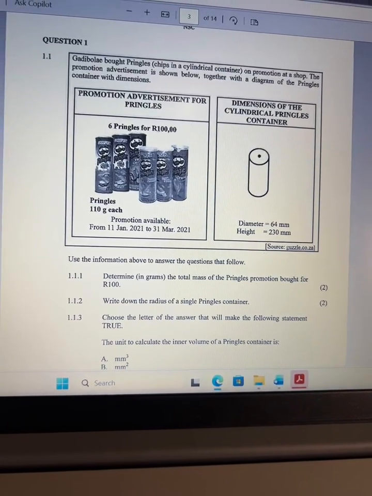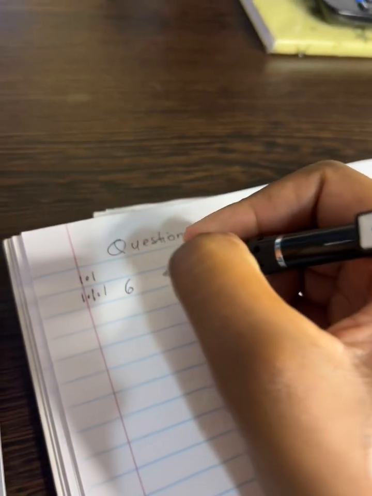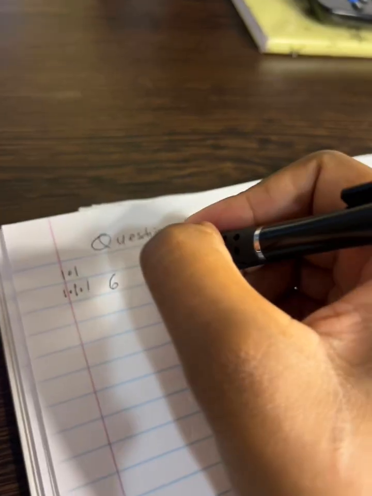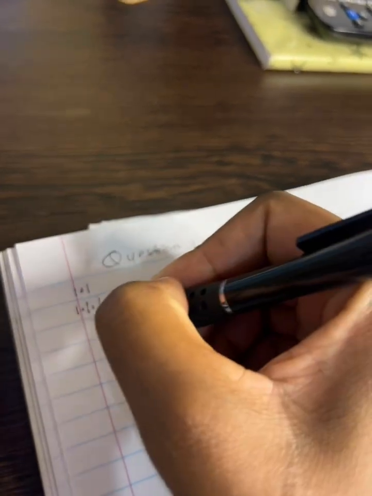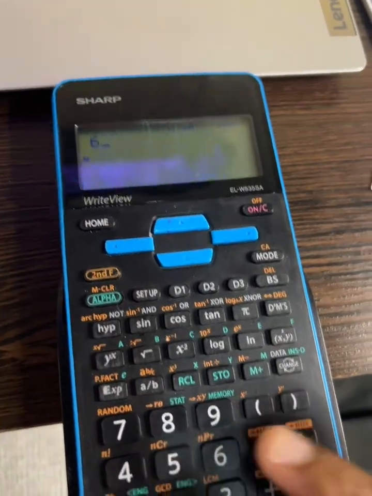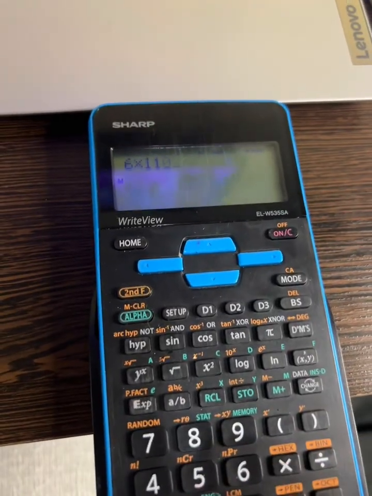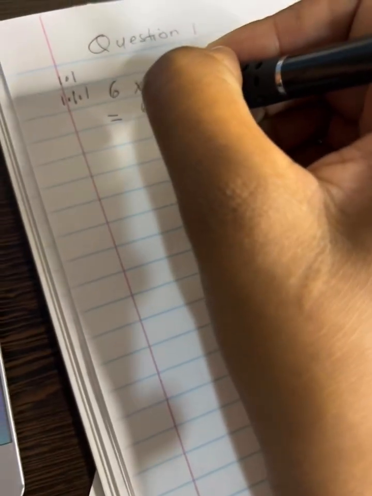So we have bought 6 Pringles containers, and each Pringle is 110 gram. So we're going to take 6 and multiply it with 110, and then the answer will be 660 gram.